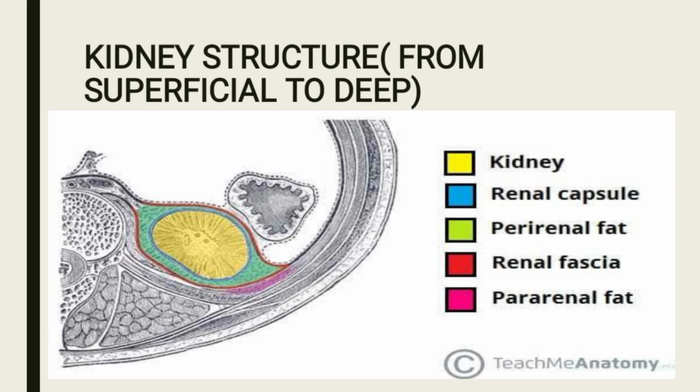Here, this picture shows the outer coverings of the kidneys from superficial to deep. First of all, there is the renal capsule, then perirenal fat, then Gerota's fascia, and then there is extra padding, that is pararenal fat.